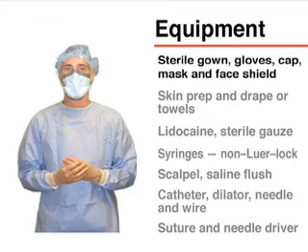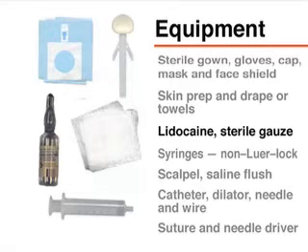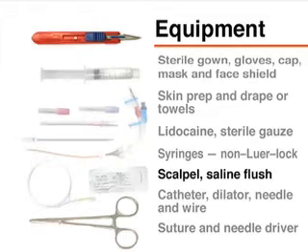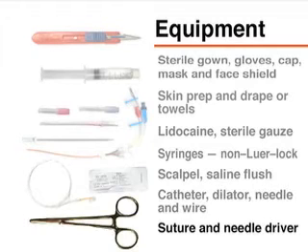Most of the equipment can be found in commercially prepared kits, and should include skin preparation solution, sterile towels or drape sufficient to cover the entire body, 1% lidocaine, sterile 4x4 gauze, non-luer lock or slip-tip syringes, which are easy to remove from the needle, a number 11 blade scalpel, saline or heparinized flushing solution, a catheter with the appropriate length and number of lumens, a compatible skin dilator, usually 1 French larger than the line, an appropriate sized needle, a guide wire of compatible size, which will pass through the catheter and needle, suture, and a needle driver.